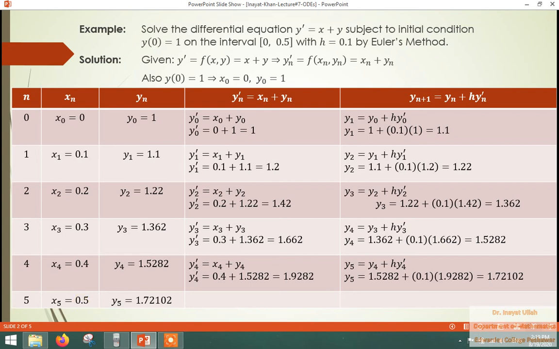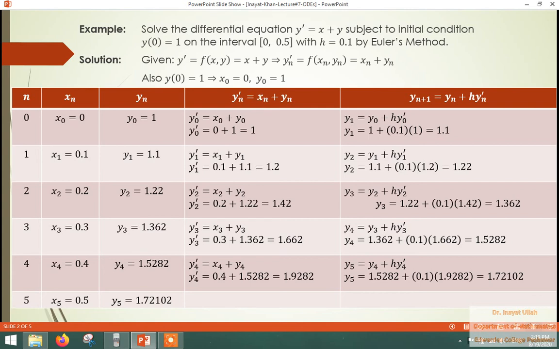That is the end of this column. Now in the third column we have written the values of yn. When n is equal to 0, that will become y naught, and y naught is given to you, that is 1. So y naught is equal to 1. Then, in this column we have written the function which is given to you, yn prime is equal to xn plus yn.